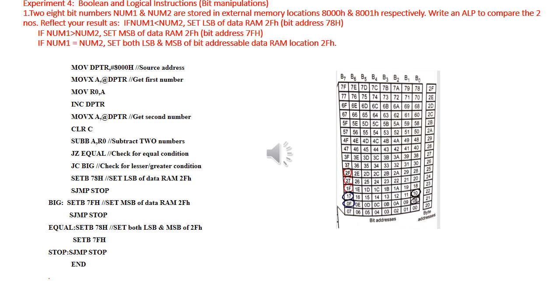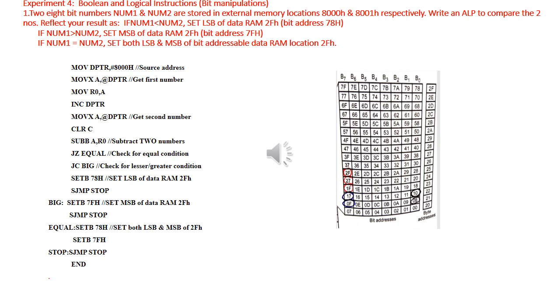The next instruction is jump on carry to a label big. Jump on carry means if the carry flag is set to 1, then you should jump to the label big. The carry flag will be set to 1 if the data you have taken in register A is less compared to the data available in register R0. If this condition is satisfied, it will jump to the label big.